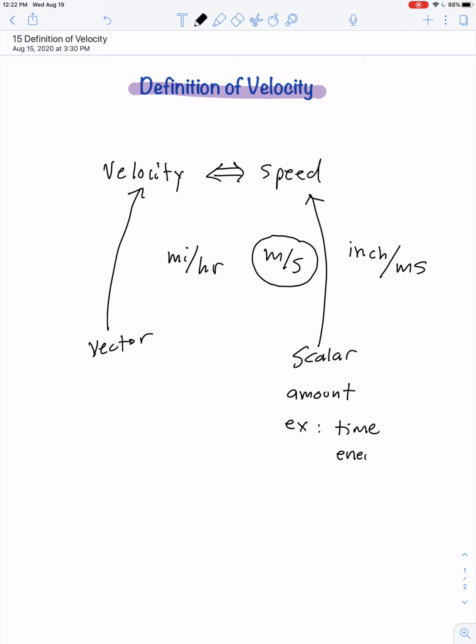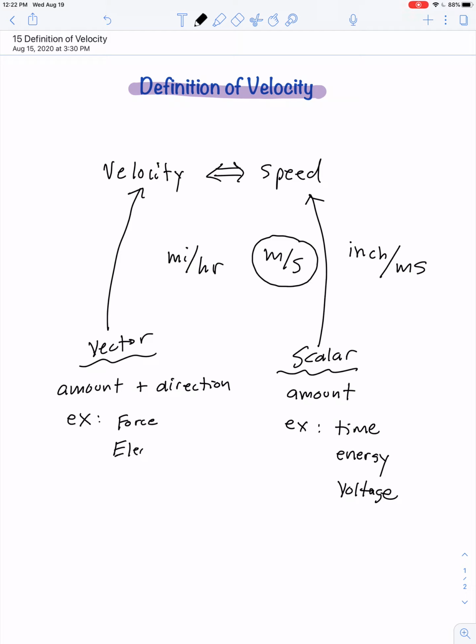Energy is a scalar quantity. Voltage is a scalar quantity. A vector quantity is fully described when you give an amount and have to specify a direction. So what are some examples of vector quantities aside from velocity? Force is a vector quantity. Electric field strength. We'll just say electric field. Momentum is a vector quantity.